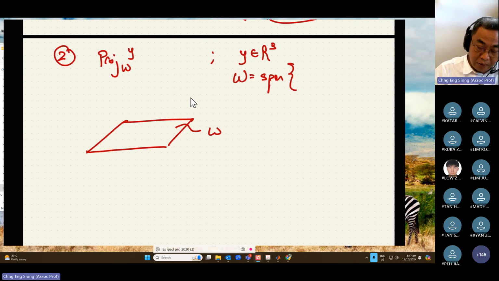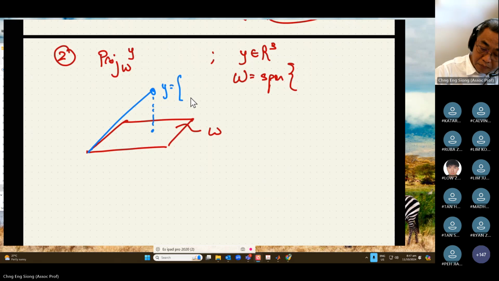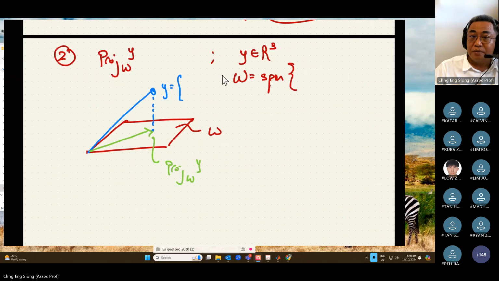So as I'm drawing, please think and then see what do you think I'm going to write. Y is maybe, I don't know, this is projection of Y onto W. So what do you think W is, guys, if Y is R3? So I repeat, Y is in R3.